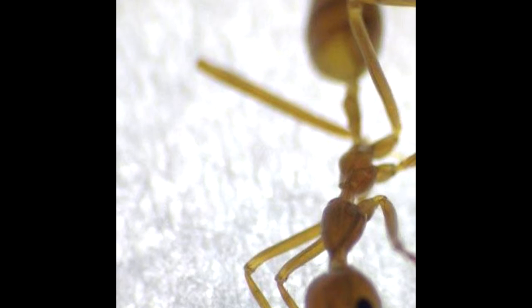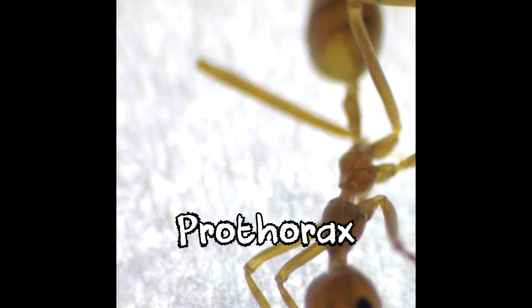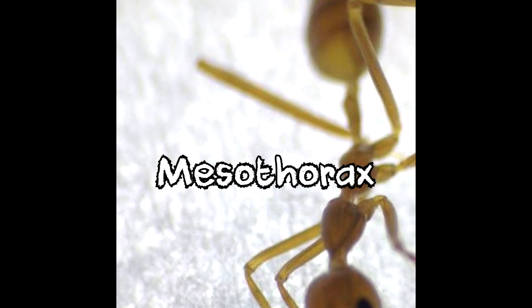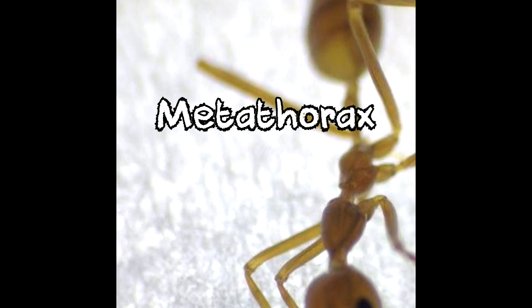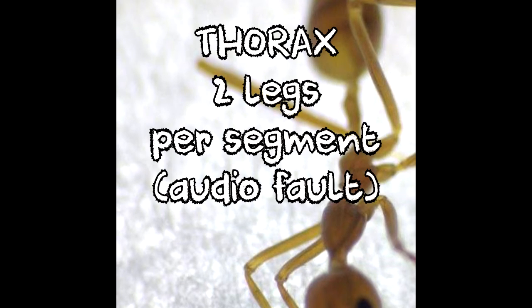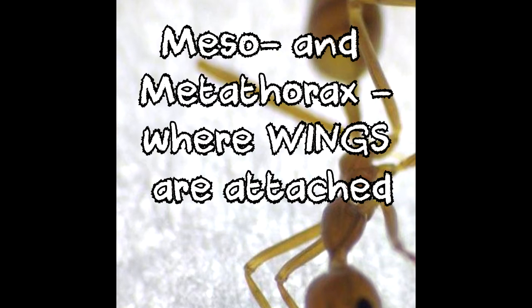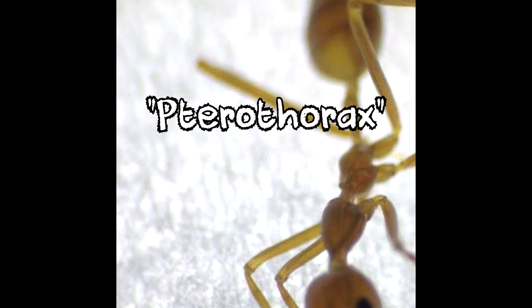The thorax is composed of 3 segments: the prothorax, the mesothorax, and the metathorax. There are 3 pairs of legs, one in each of the 3 segments. The second and third segments are aptly named the pterothorax, as this is where the wings of the insect are attached. 2 pairs of wings are attached to these 2 segments.